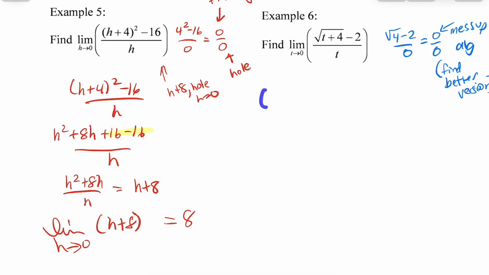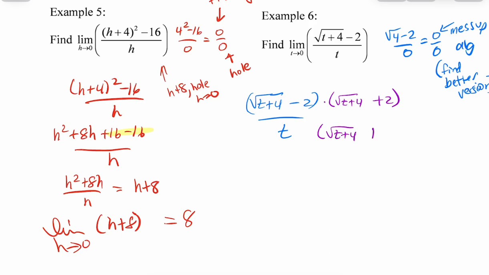If you have a square root function, write it out. On top and bottom next to it, you're always going to multiply by the conjugate. So the conjugate is the square root of t plus 4 plus 2. Remember, the conjugate just switches the sign between them. You can't touch what's in the radical. You don't want to touch what's in the radical, but you do want to change the sign between them.